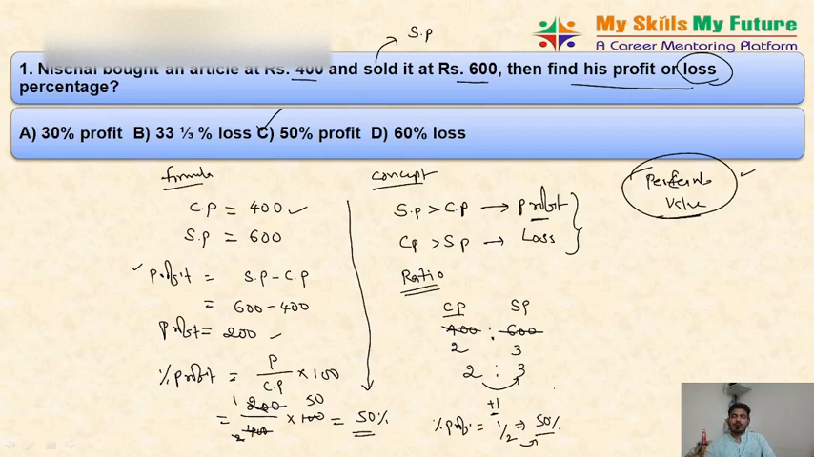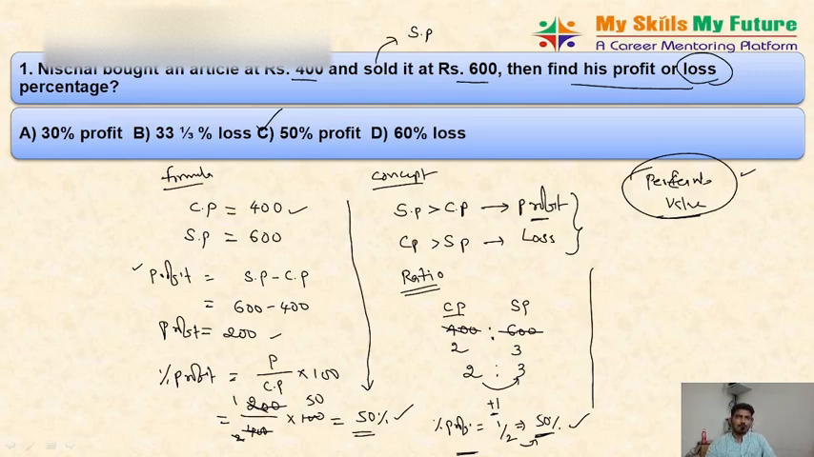So what is 1 by 2, what is 1 by 3, 1 by 4, 1 by 6, 1 by 9? These are all the values that you need to remember in order to get the answers in an easy manner. Whether you go with the formula approach or the concept or ratio approach, you will get the same answer, that is 50 percent will be the profit on this particular item. I hope you are clear with this explanation.